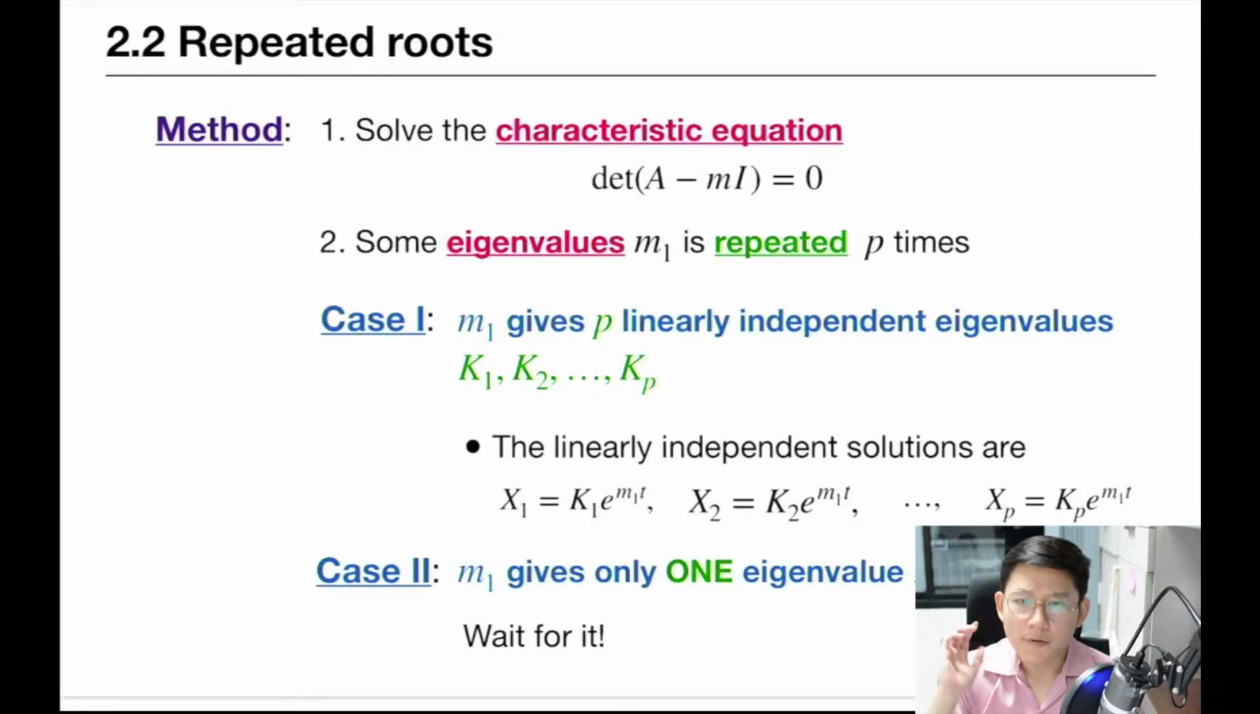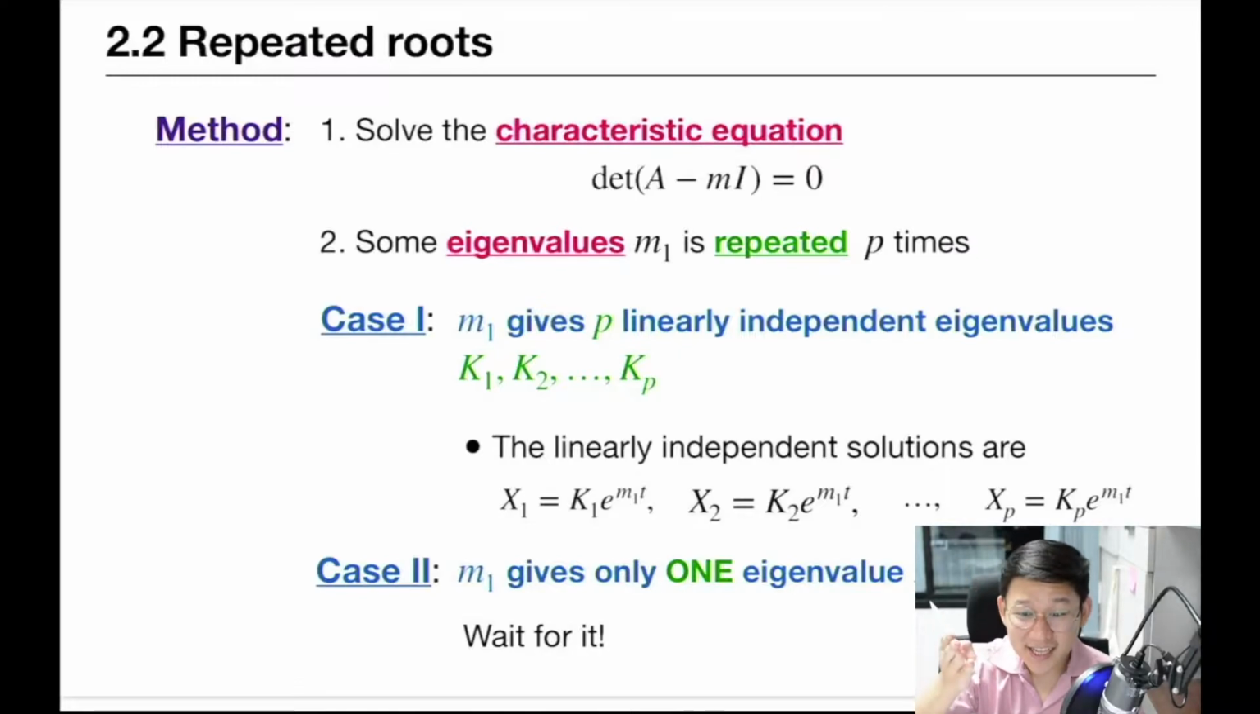First we would solve the characteristic equation, right? And we would obtain the eigenvalues. We would get m1, m2, m3, m4, and this is the case where one of the m's, let's say m1, is repeated p times. It might be repeated 2 times or 3 times or even more than that, but let's say it's repeated p times. And when it is repeated p times, we're going to have 2 different cases, okay?